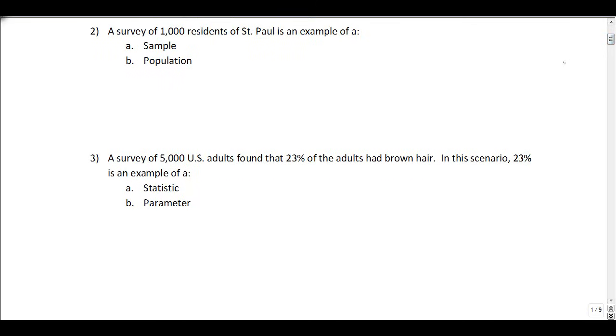Number 2, we're doing a survey of 1,000 residents of St. Paul. Is an example of... so St. Paul has a population that's well over 1,000 residents, and so this is only part of the whole. So because we're only looking at part of the whole, this would be a sample and not the population.